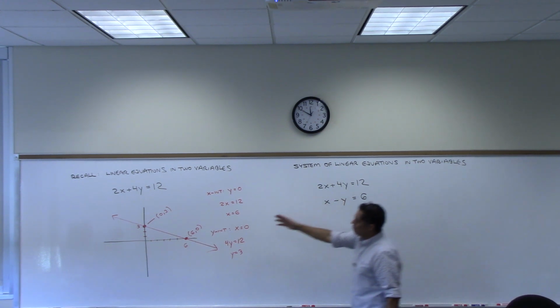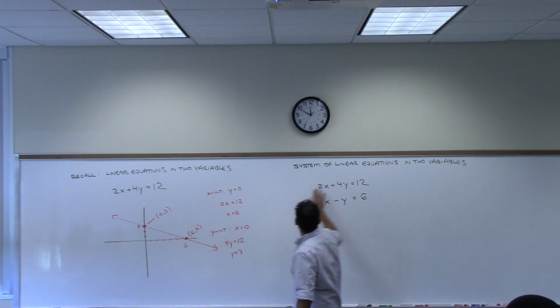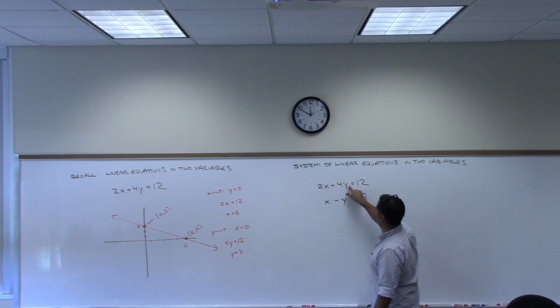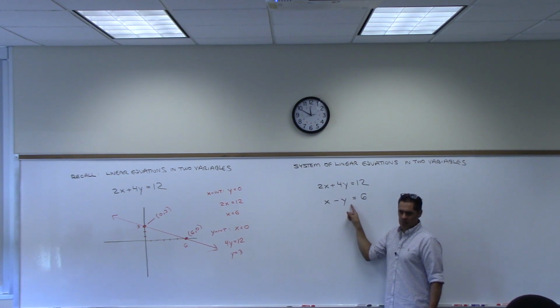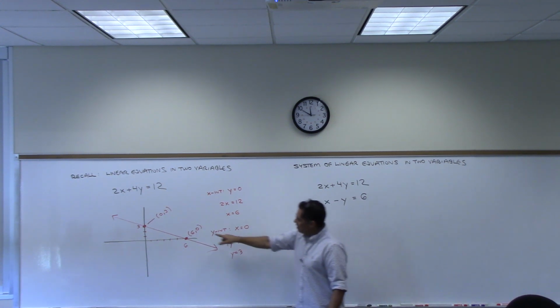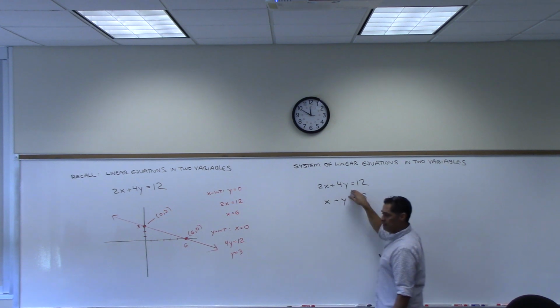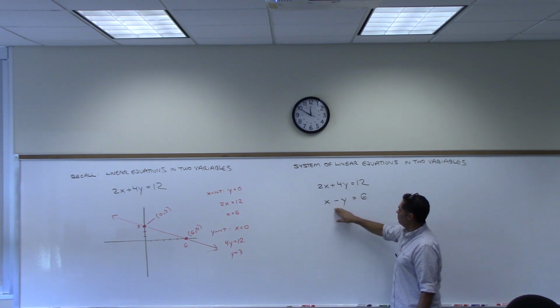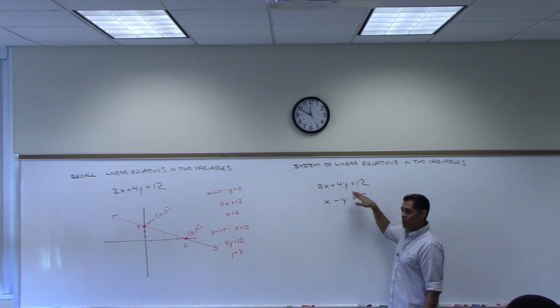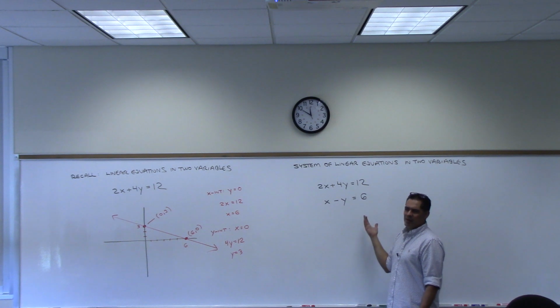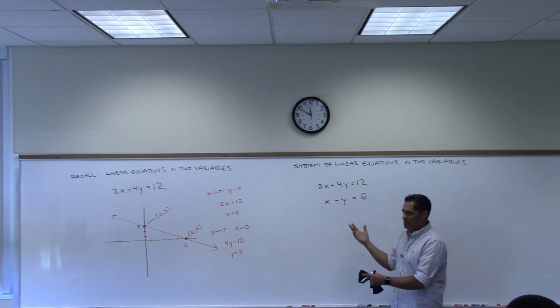Because like right now, would (0, 3) work in this first one? Yeah. (0, 3) works here, doesn't it? But does (0, 3) work here? No. Does (6, 0) work in the first one, doesn't it? Does it work here? Yeah, it does, doesn't it? See, (6, 0) is one that works in both. But how do I know that? I'd have to check it.